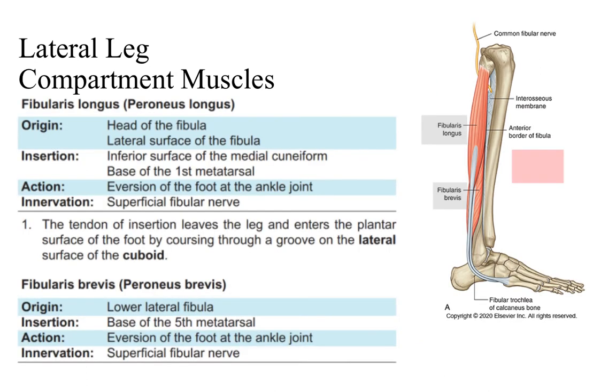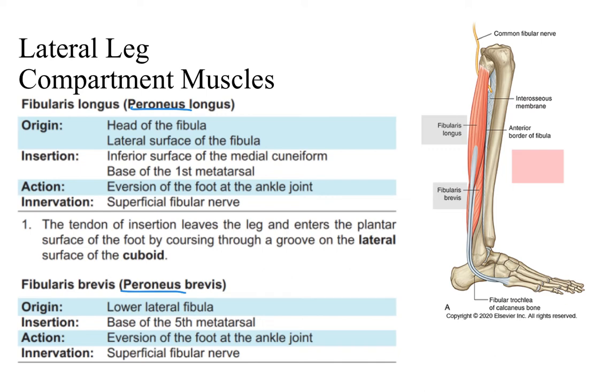Another name for the fibularis, an older name, is the Peroneus. So often you'll see fibularis and Peroneus used interchangeably. They're both referring to the same part of the leg, which is a lateral aspect, referring to the fibula.